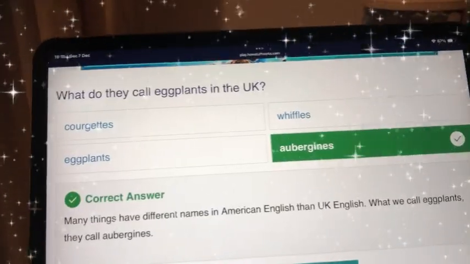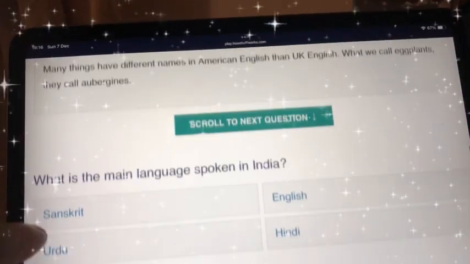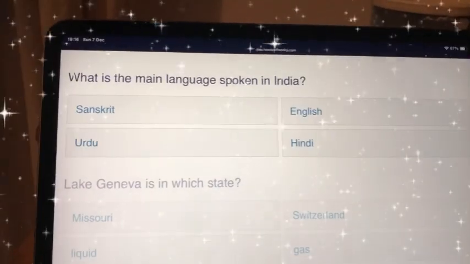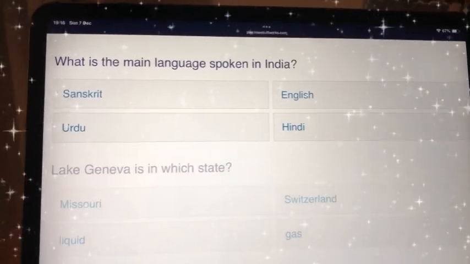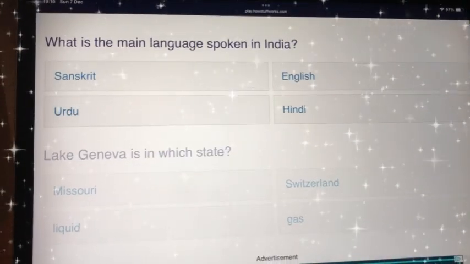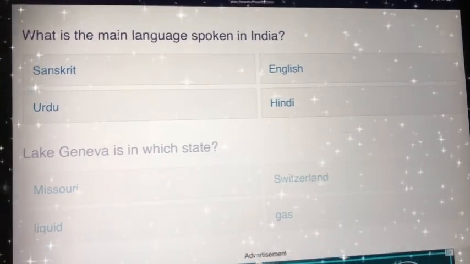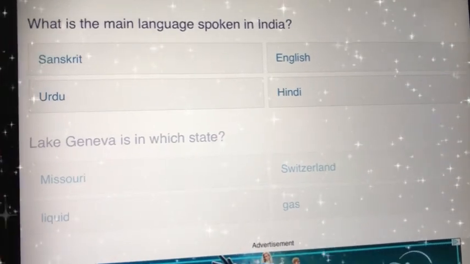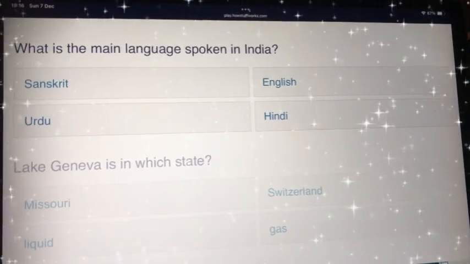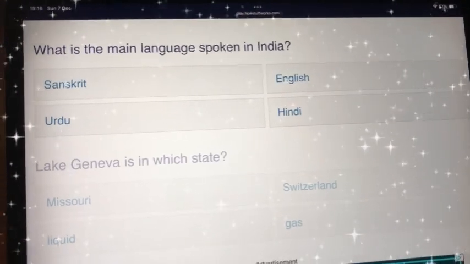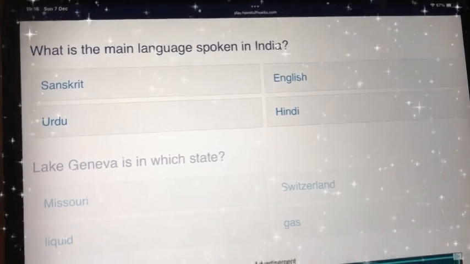Okay, let's continue. Hope you're playing along at home. This is a good one. So, what is the main language spoken in India? Right, that's a process of elimination. It can't be Sanskrit because that's Egyptian. Urdu. No, not many people speak that anymore.